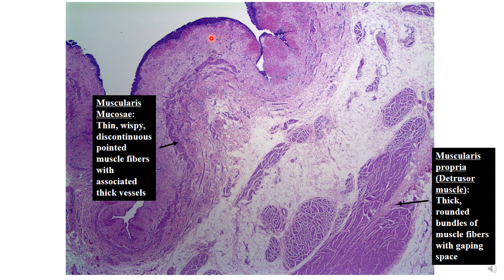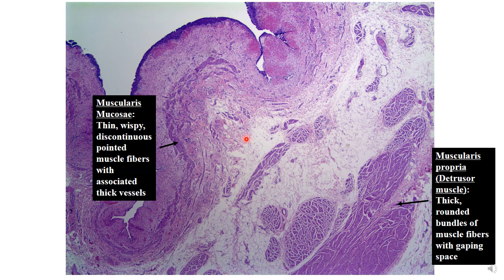Urinary bladder wall has a mucosa, then a layer of so-called lamina propria. Lamina propria is composed of thin, vascular connective tissue, and within this lamina propria, you often can find thin, wispy, discontinuous, pointed muscle fibers like these, which are typically associated with thick blood vessels, and they are referred to as a muscularis mucosae.